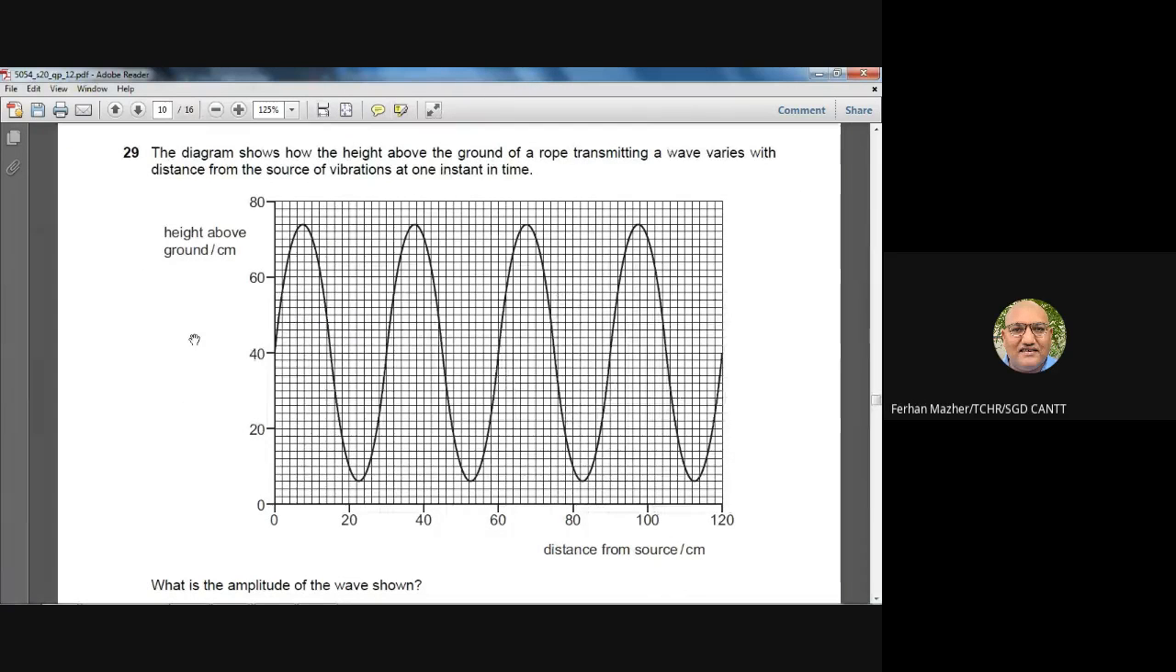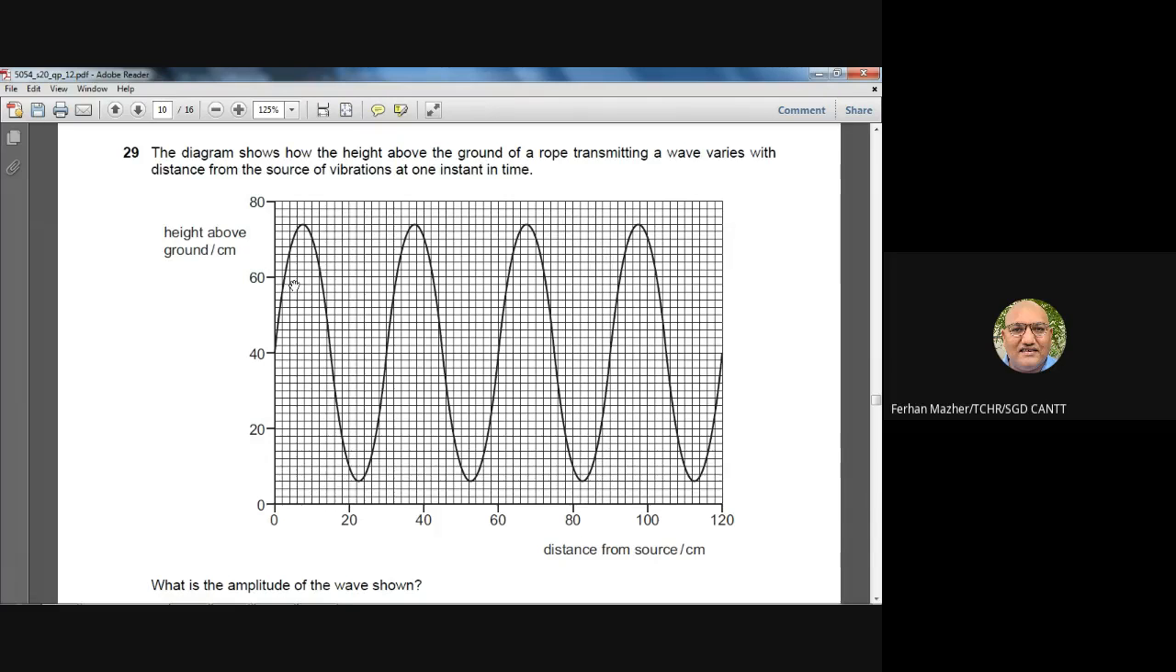The diagram shows how the height above the ground of a rope transmitting a wave varies with the distance from the source of vibration. On the x-axis, we have represented distance, and on the y-axis, we have represented the height. You can see this is the mean position; at 40, we have the mean position. So the question is, what is the amplitude of the wave shown? The 40 is the mean position, so check how much high it went.